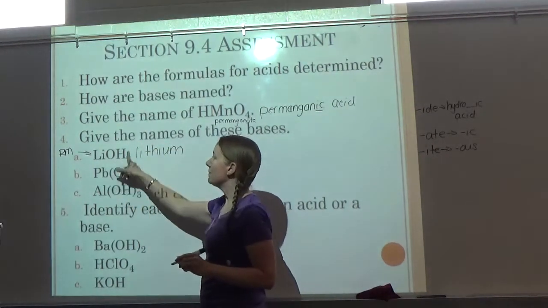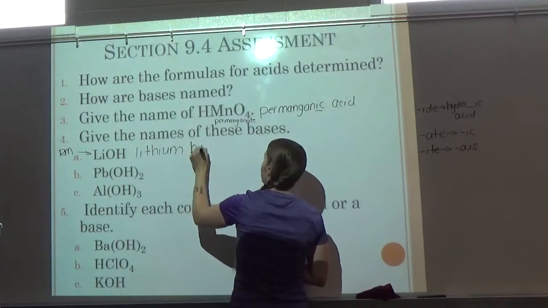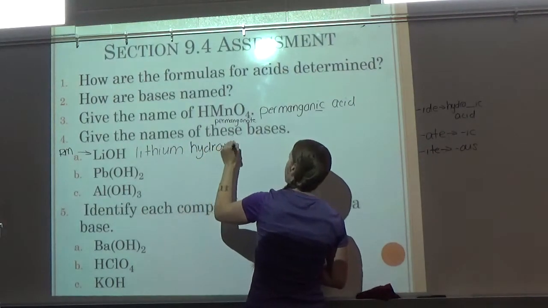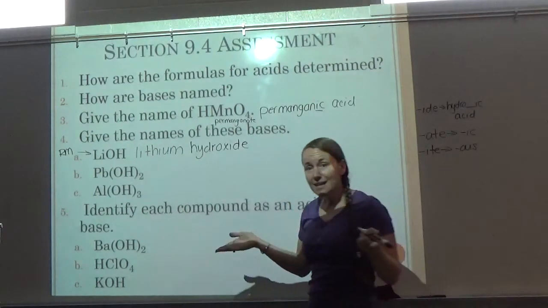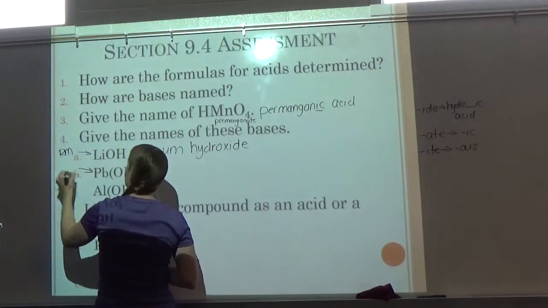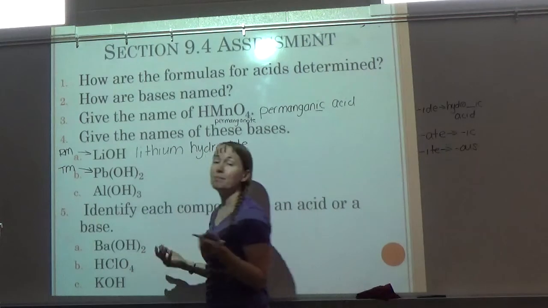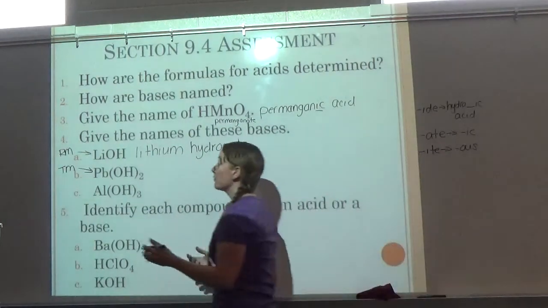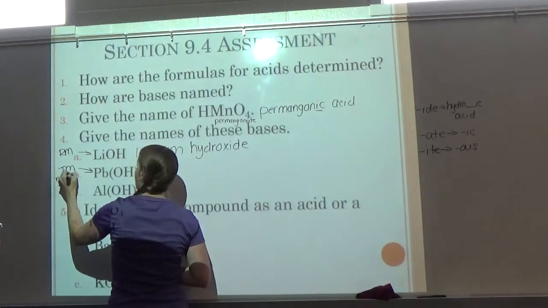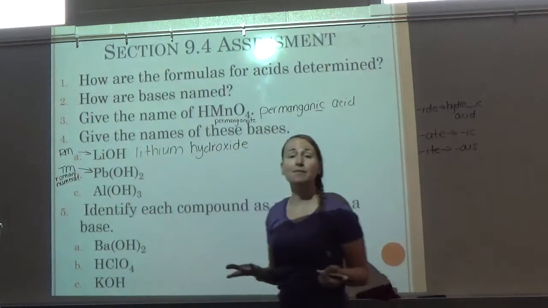And then I name my polyatomic ion, hydroxide. Okay, so let's look at part B. Lead can have multiple charges, so it falls in our transition metal category, even though it's under the stair step. So that means I'm going to need a Roman numeral on this one. So that's where you have to be careful for bases. Some of them need a Roman numeral, some of them do not.